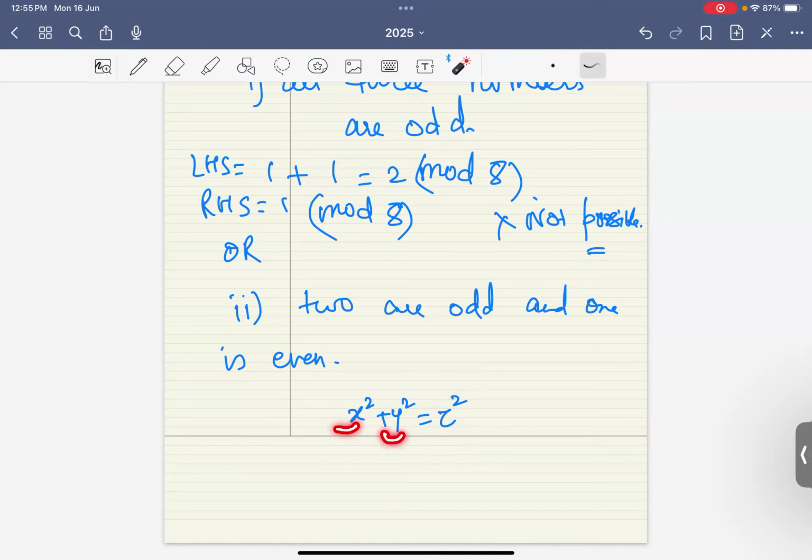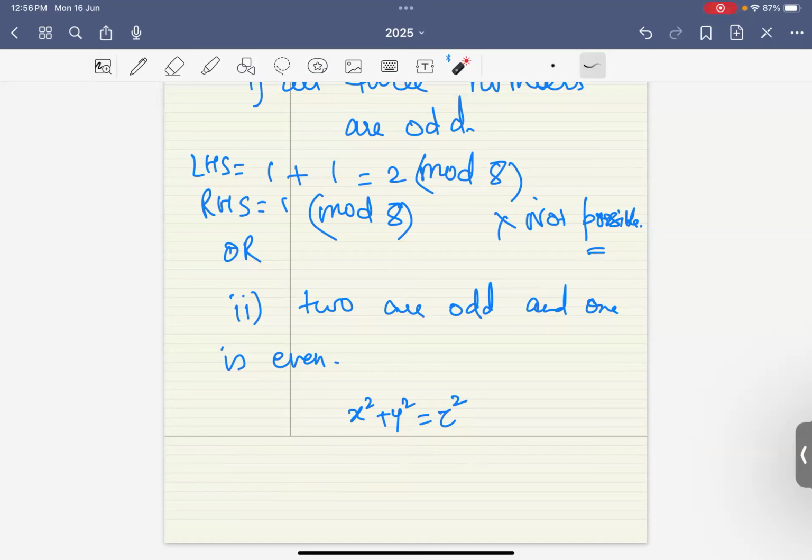this is odd and that's odd. So if this is odd, it must be 1 mod 8. So left hand side must be 2 mod 8. But since z is even, the square of z is going to be either 0 mod 8 or 4 mod 8. So that's not possible, which means that both of these numbers can't be even, both of these numbers can't be odd. So it means that one of them must be odd and one of them must be even.